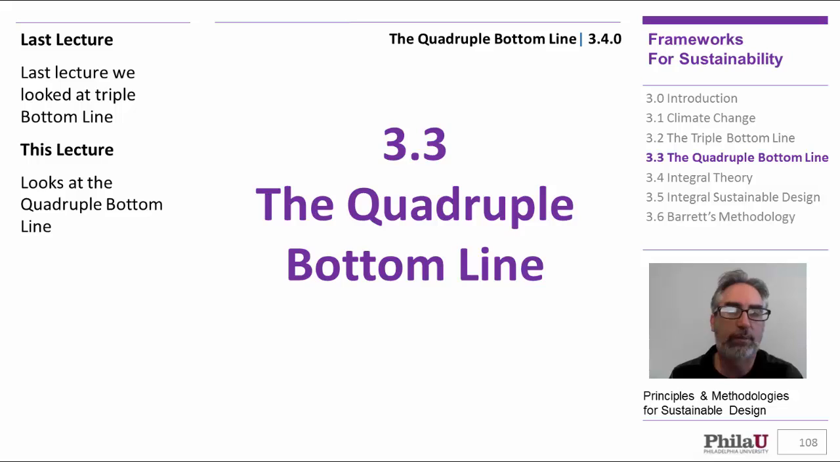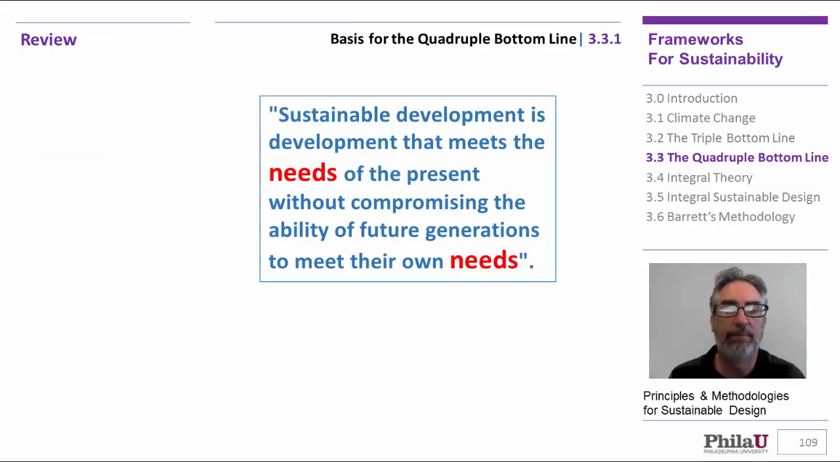Last week we looked at the triple bottom line, the accounting methodology for sustainability, very effective. We did end, however, with asking whether it was comprehensive or holistic enough to capture everything that we might want to do in terms of sustainability. So as a response, this week we're going to look at the development of the quadruple bottom line. Let's get started, shall we?